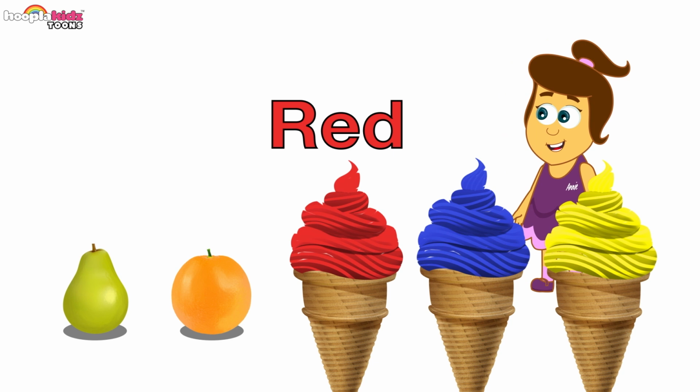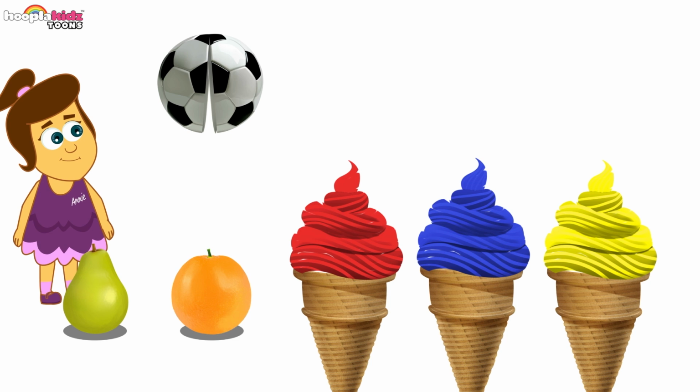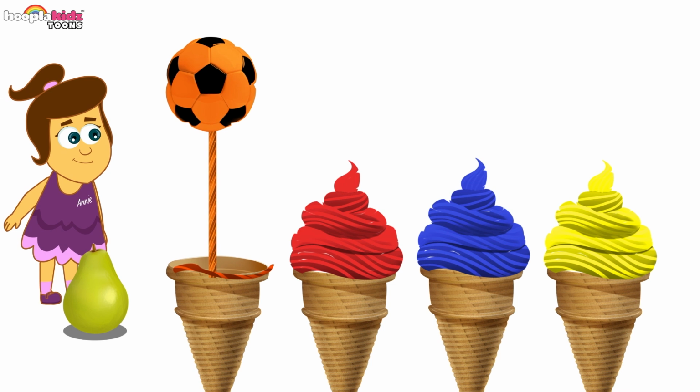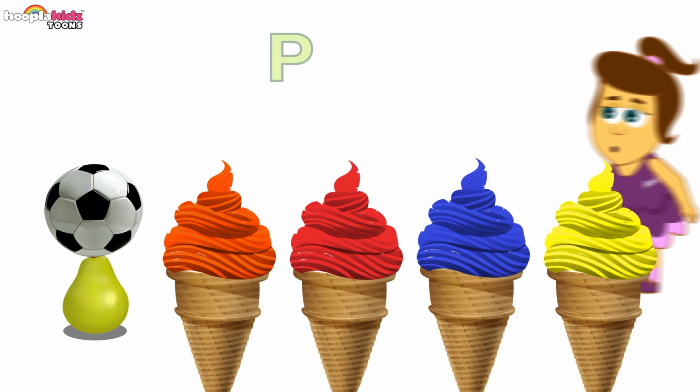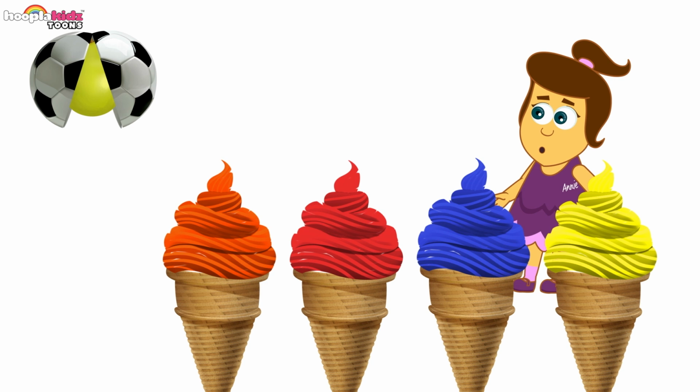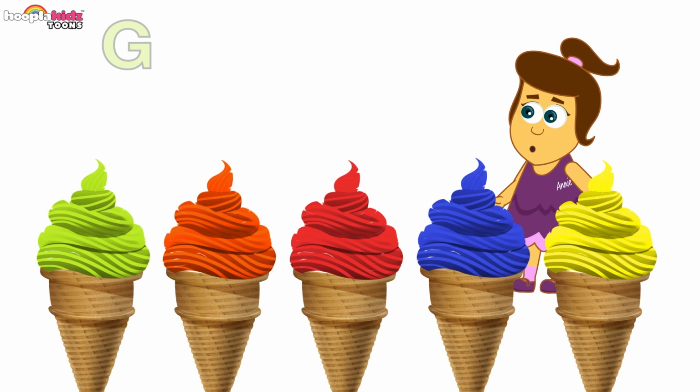Orange. And we know what colour an orange is. It is... Well, of course it is. Yay! Orange. And last but not least, we have... Pear. Ooh, yummy. Nom, nom, nom. Wow. It is green! Yay!